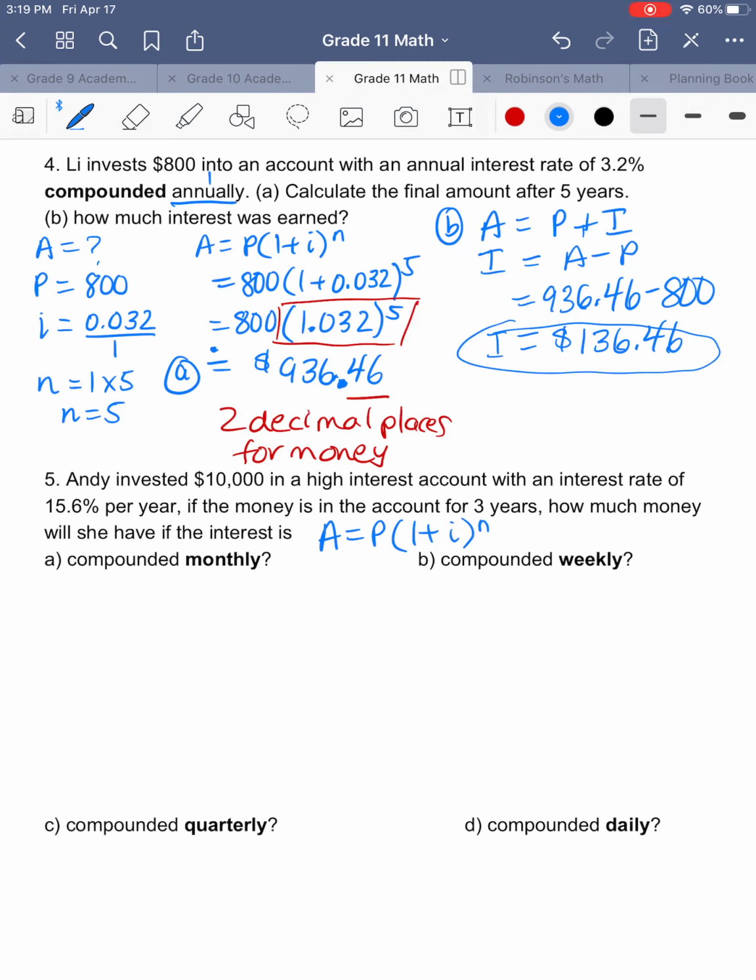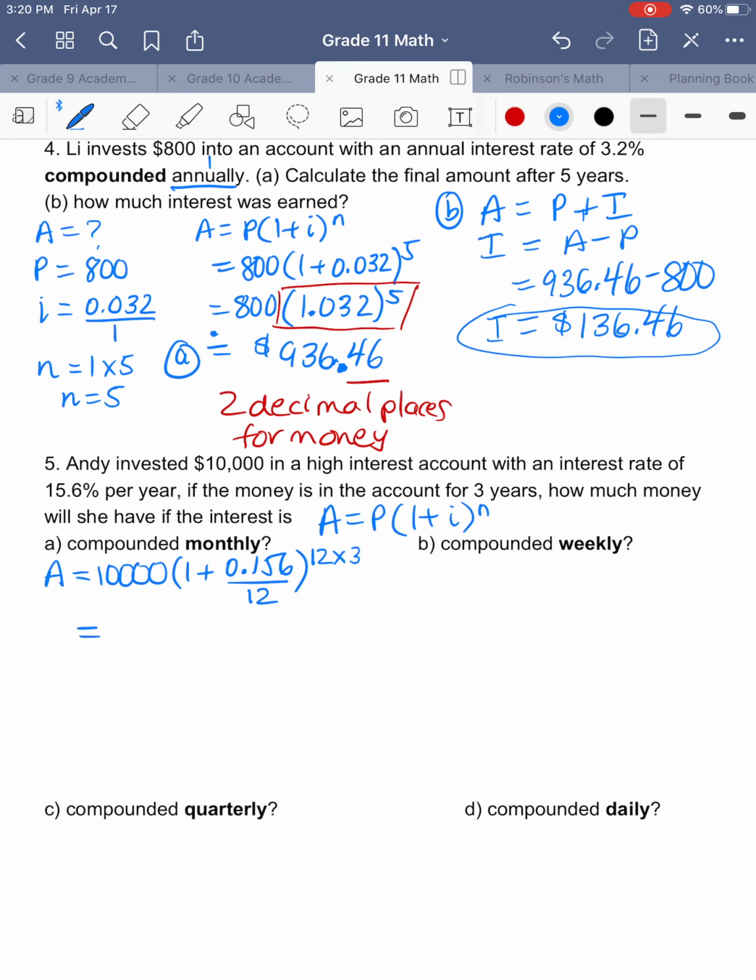So when we're compounding monthly, remember there are 12 months in 1 year. So A is going to be equal to $10,000, so the amount that was invested. And then we have 1 plus I. So I is going to be equal to 0.156, so 15.6% divided by 100. And that is divided by 12 because there's 12 compounding periods in 1 year. And then our exponent N is going to be 12 times 3. Okay, so 12 compounding periods per year times 3 years.